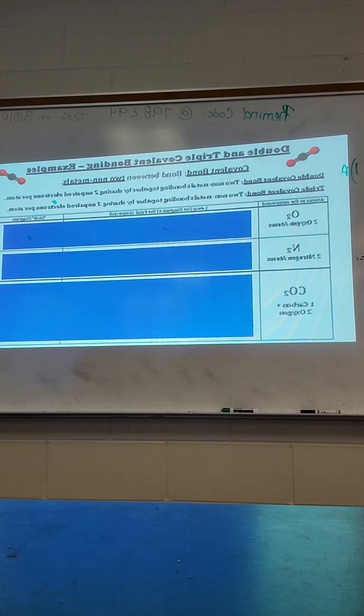1, 2, oh, sorry, that was my mistake. 2, 3, 4, 5, 6. Okay, step 2 is to begin pairing unpaired electrons. So I'm just going to redraw it. 1, 2, 3, 4, 5, 6. All right. Well, these 2 are unpaired, right?